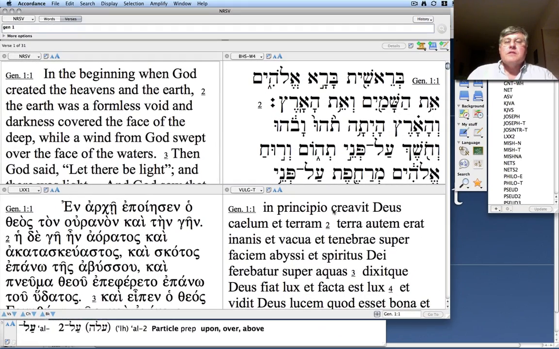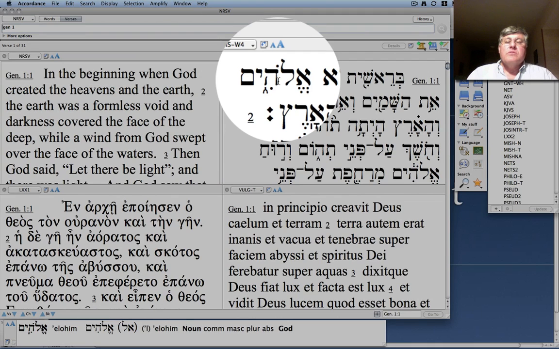So hopefully this discussion has helped us understand the concept of Elohim here. It's also interesting that there's another name of God that appears in other creation narratives, Yahweh, which we'll discuss when that name pops up. But in Genesis 1, we're talking about Elohim, God, Theos in Greek, and Deus in Latin.